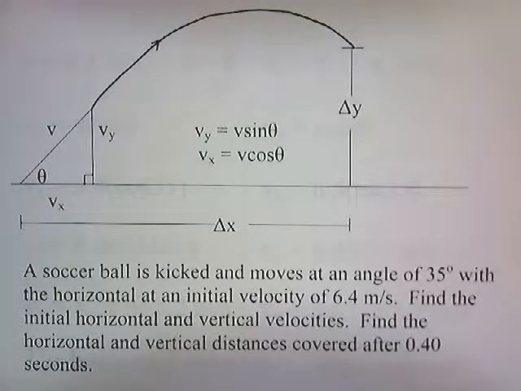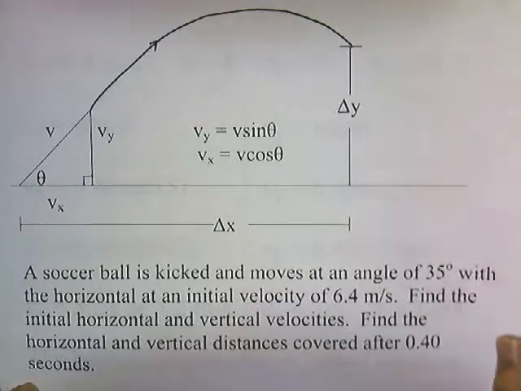A soccer ball is kicked and moves at an angle of 35 degrees with the horizontal at an initial velocity of 6.4 meters per second. Find the initial horizontal and vertical velocities. Find the horizontal and vertical distances covered after 0.4 seconds.